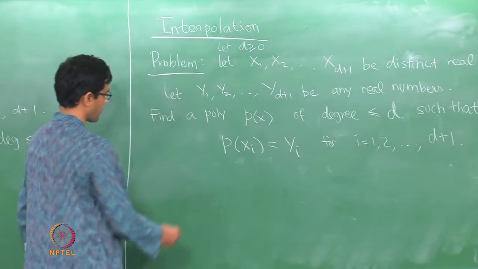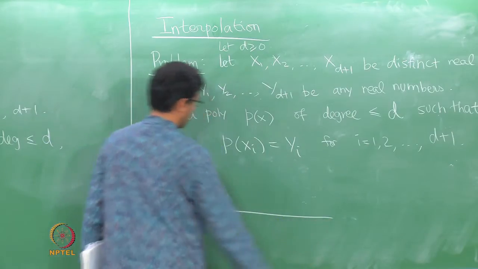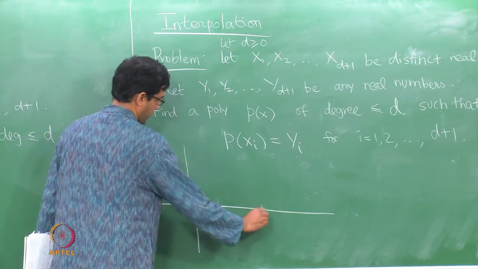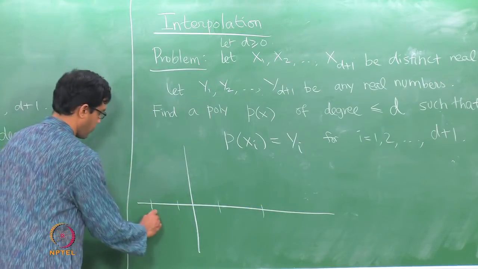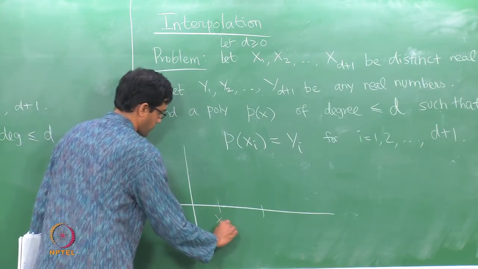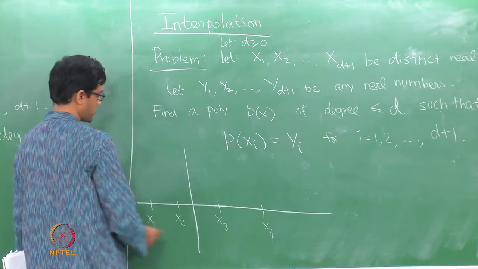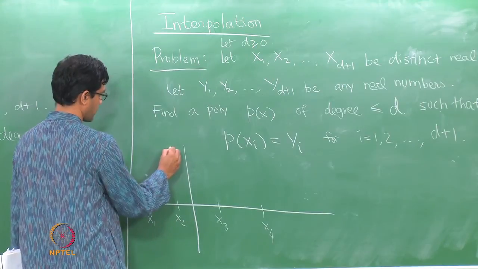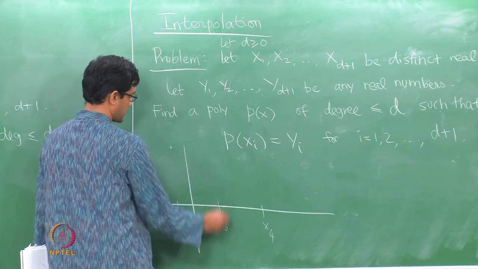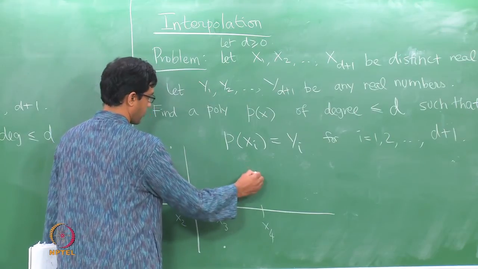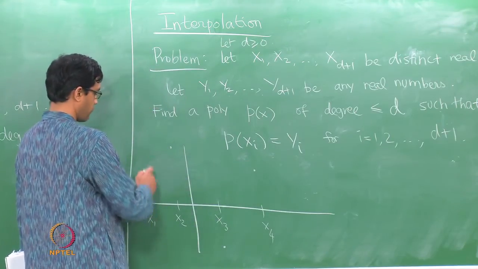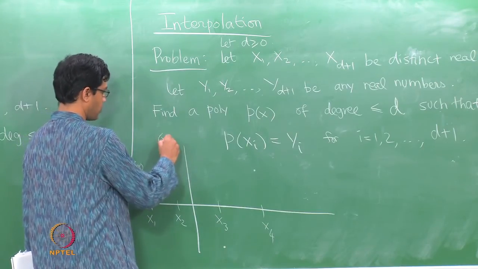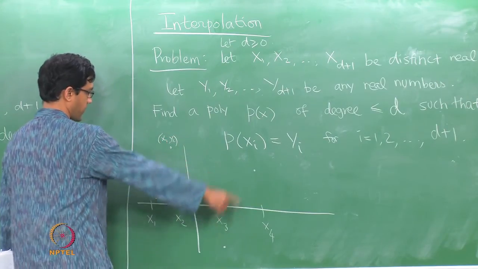Okay. So in somewhat more graphical terms, what this says is something like the following: you take some distinct real numbers. So here I have taken d equals 3, so I have 4 numbers x1, x2, x3, x4, and at each of these points I prescribe some y values. So I give you y1, at x2 I give you some y value y2, let us say this is y3, and at x4 I give you some y value y4. So I have 4 points, this point is x1 comma y1, this is x2 y2, and similarly x3 y3, x4 y4.